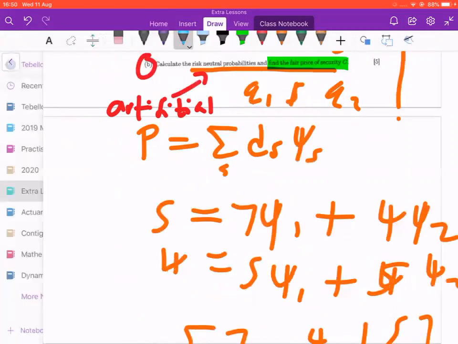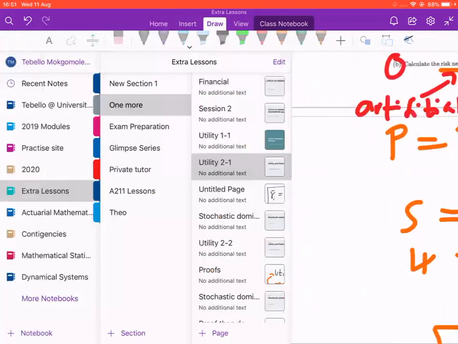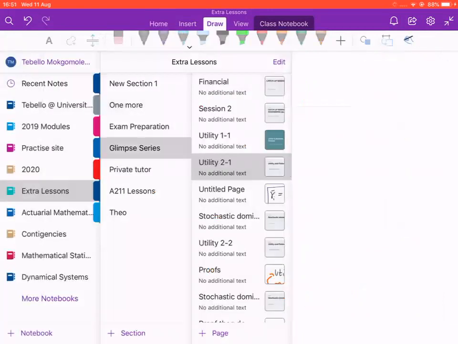Did everyone have the same thing? It should be here.